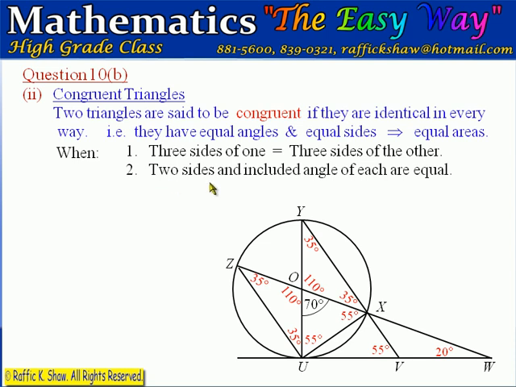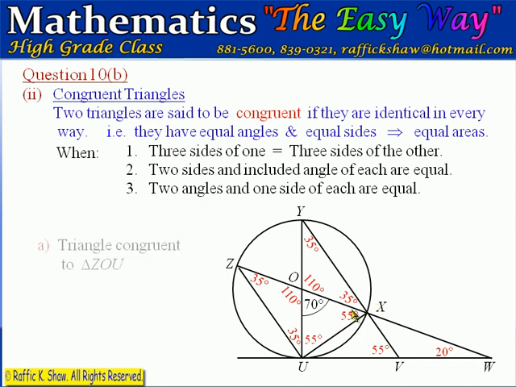Secondly, if we have two sides and an included angle on each of the two triangles being equal, that is, if two sides and the angle between those two sides are equal on each of the two triangles, then the two triangles are congruent triangles. And thirdly, if we have two angles and one side on each of the two triangles being equal, then the two triangles again are congruent triangles. So let's look at the congruent triangles in this diagram.